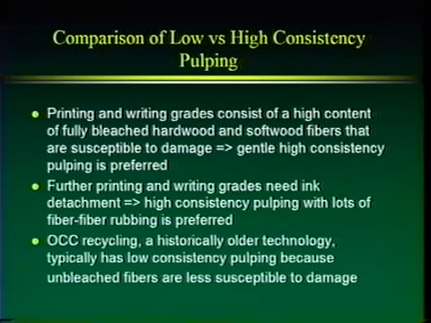Okay, so just as a review, printing and writing grades that consist of a high content of fully bleached hardwood and softwood fibers are wimpy and susceptible to damage. So gentle high consistency pulping is preferred. Those printing and writing grades are usually going into ink removal operations, and again, high consistency pulping with lots of fiber rubbing is preferred.